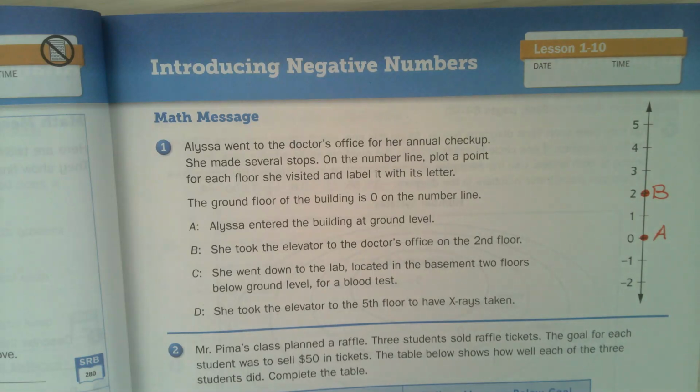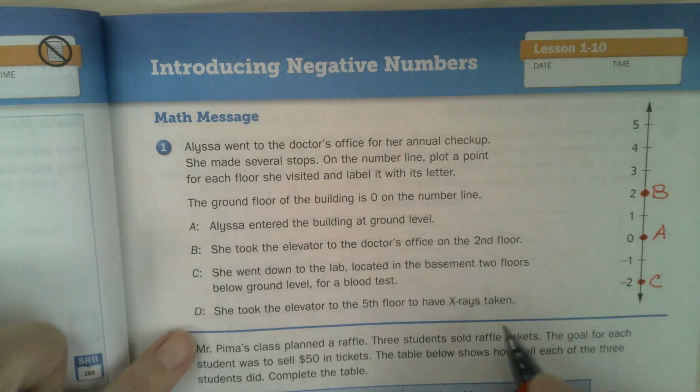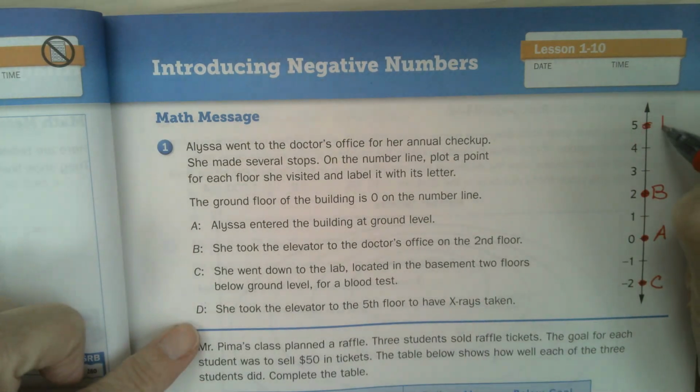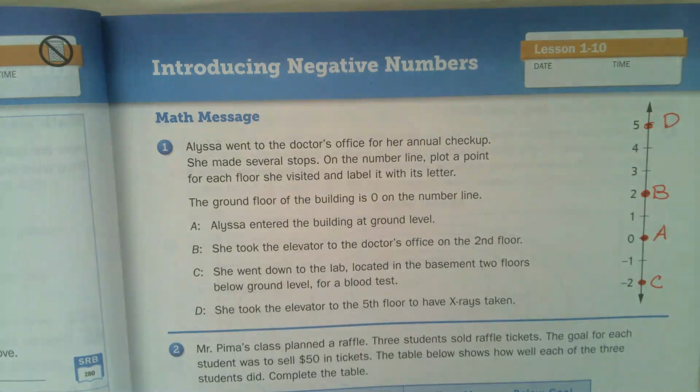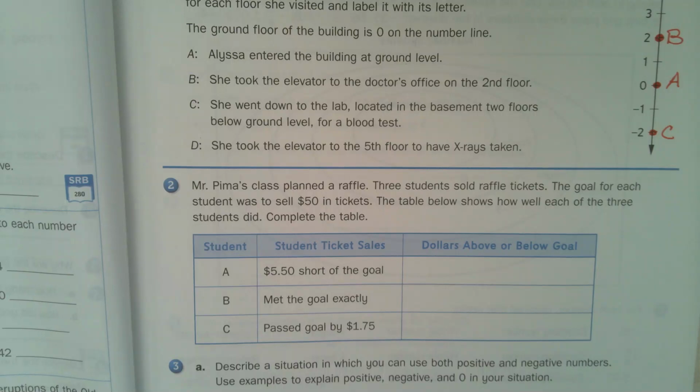And letter D, she took the elevator to the 5th floor to have x-rays taken. Put letter D. All right, so you should have C with -2, and D should be up here with a 5. If you do not have that, put it on your paper now. We should be ready for question number 2.